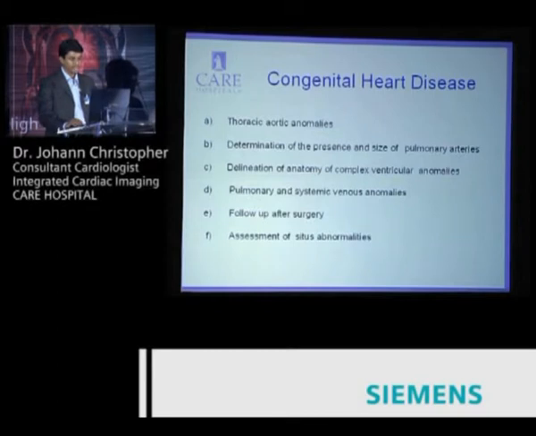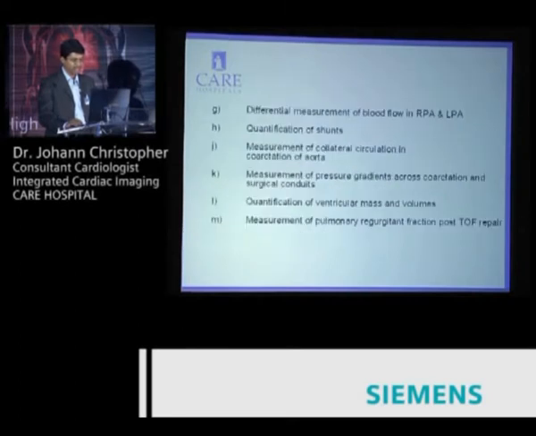So anatomy of very complex ventricle anomalies, especially patients with remote VSDs, DORV and the like, sometimes cannot be totally delineated by echo alone. Pulmonary and systemic venous anomalies, it's a very good test for follow-up after surgery, especially after the switch surgeries. Situs abnormalities can be tricky on echo, and some of these difficult cases we do image.